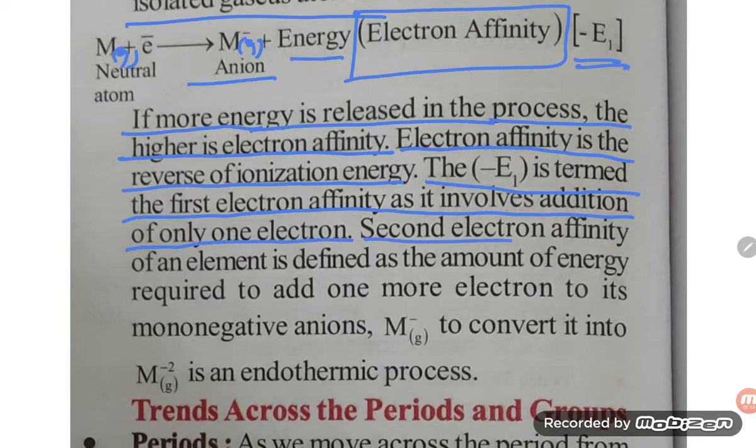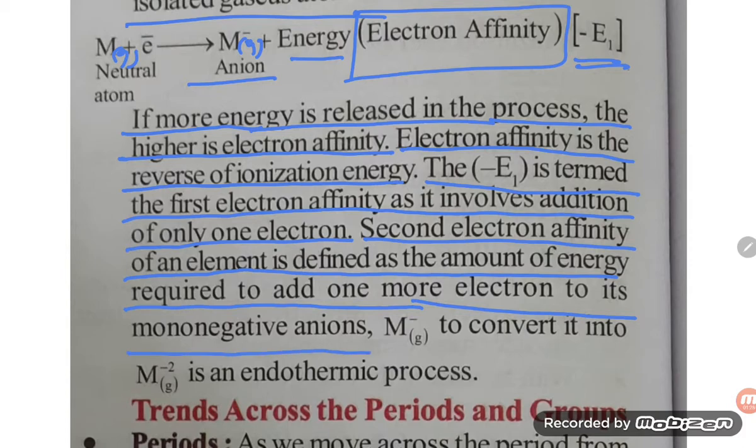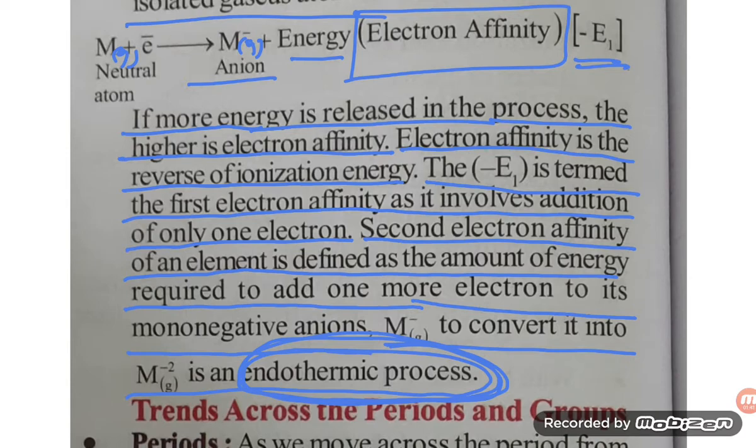Second electron affinity of an element is defined as the amount of energy required to add one more electron to its mono negative anion, M minus, to convert it into M2 minus. That becomes an endothermic process. So second electron gain enthalpy is always an endothermic process, because you need to give the energy to add one more electron.